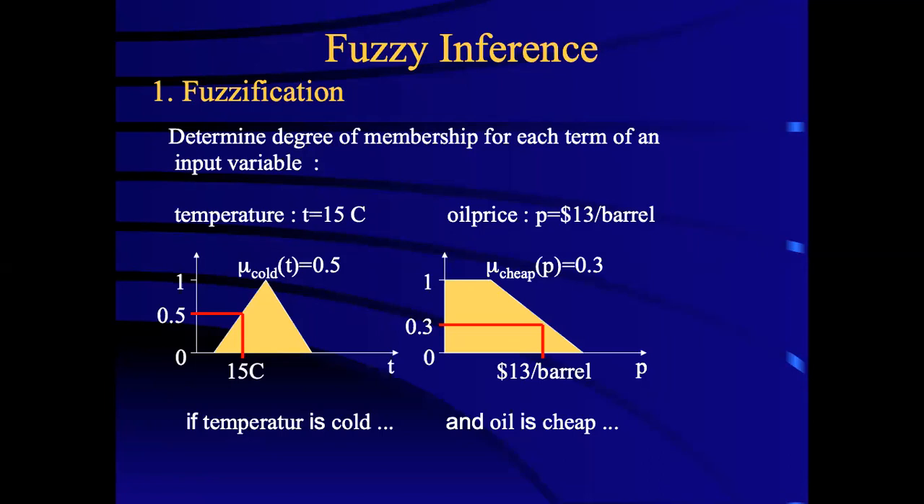Then for a given input you will have to fuzzify your inputs. For example, if someone says that इस वक्त temperature 15 degrees है और oil prices जो हैं वो $13 per barrel, so what would be the heating levels? तो सबसे पहला आपने काम क्या करना है, fuzzification.